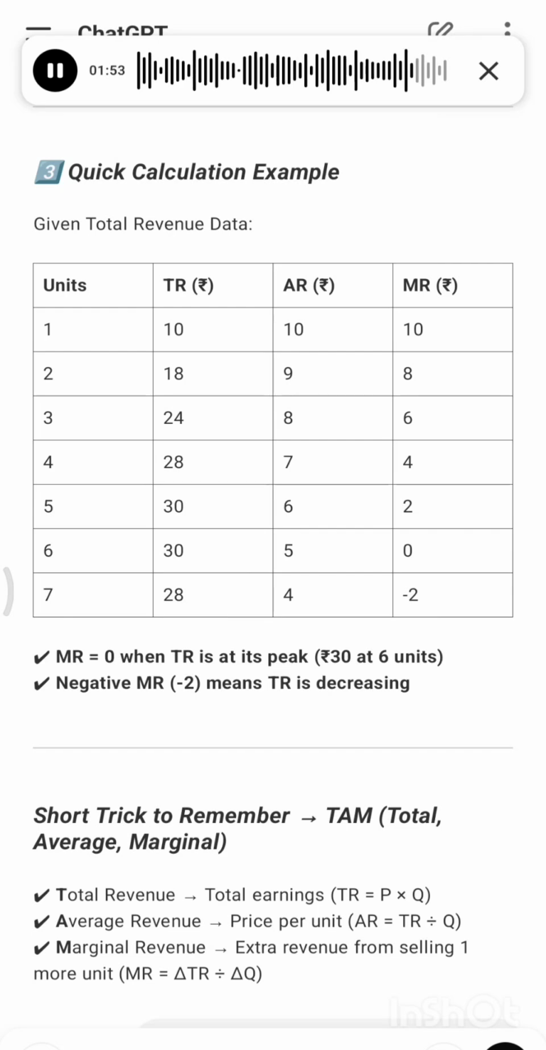Short trick to remember, TAM: total, average, marginal. T, total revenue, total earnings, TR equals P times Q. A, average revenue, price per unit, AR equals TR over Q. M, marginal revenue from selling 1 more unit, MR equals delta TR over delta Q.